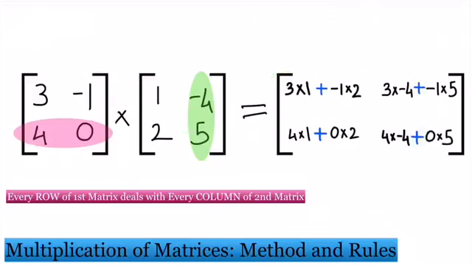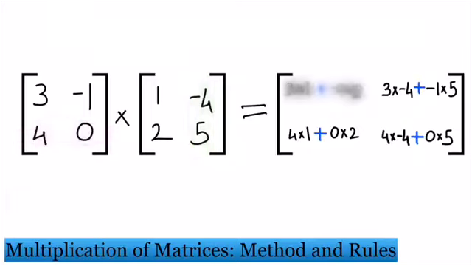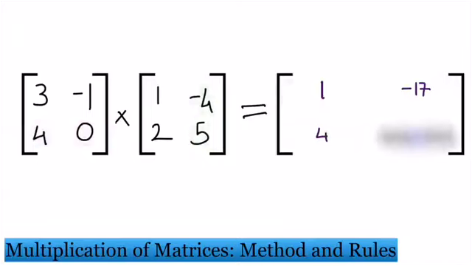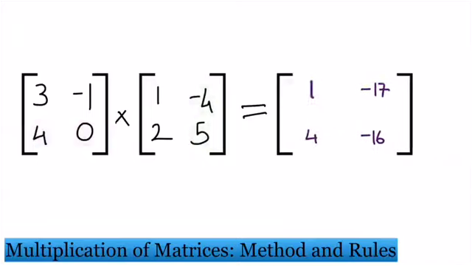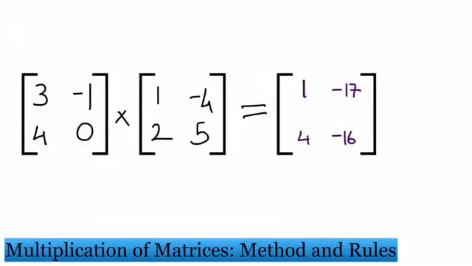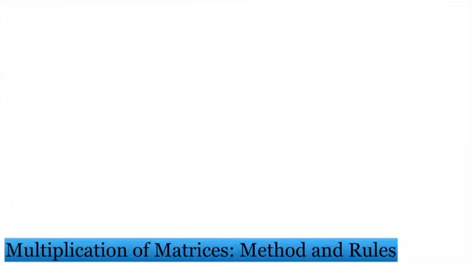And on simplification we get the following numbers as the product matrix. So this is the product of two matrices, 1 minus 17, 4 and minus 16. Now is it possible to multiply any matrix with any other matrix? Let us take one example.